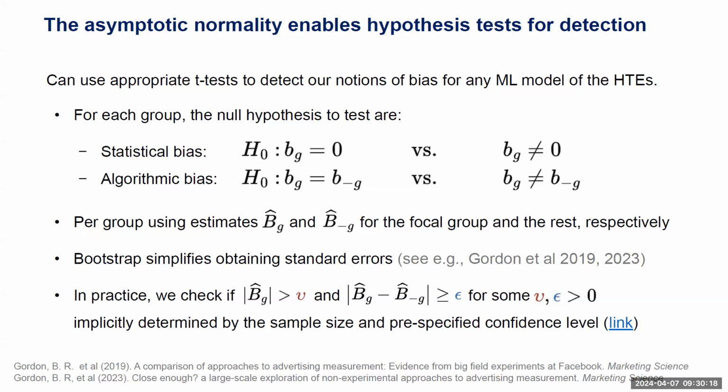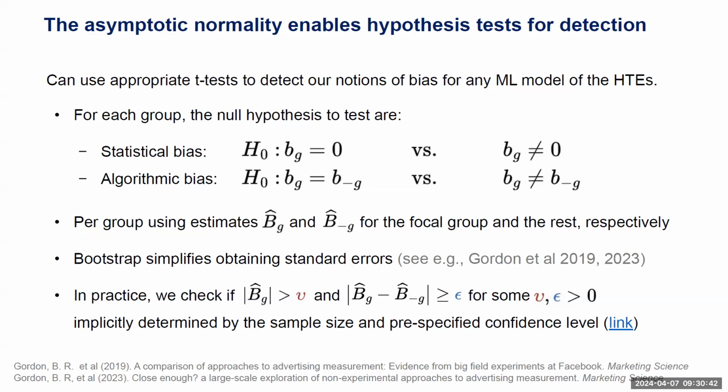And how would you do that? How would you get standard errors? I think getting the standard errors in analytical form is quite complicated, also because the model might be black box. So we say you can just use bootstrap. There's a similar approach in these two papers by Gordon in Marketing Science. You can rely on that. So you can repeatedly sample from your group and then just use that to get standard errors, right?